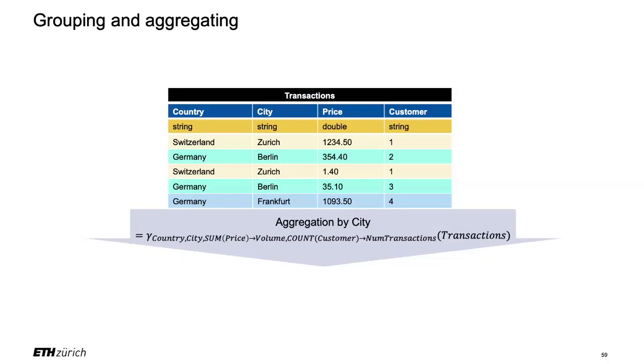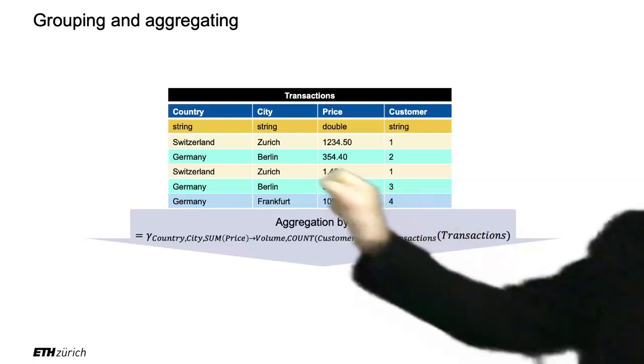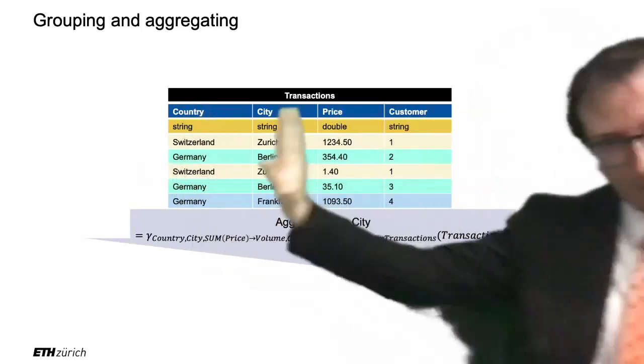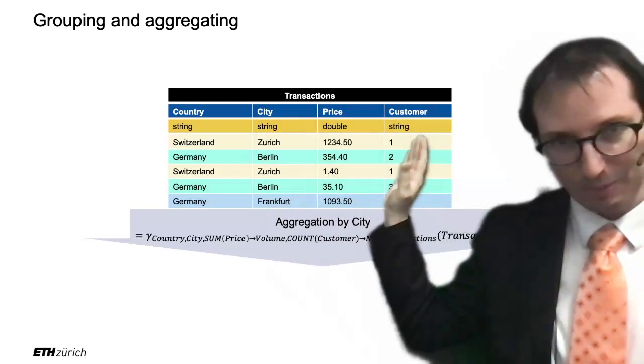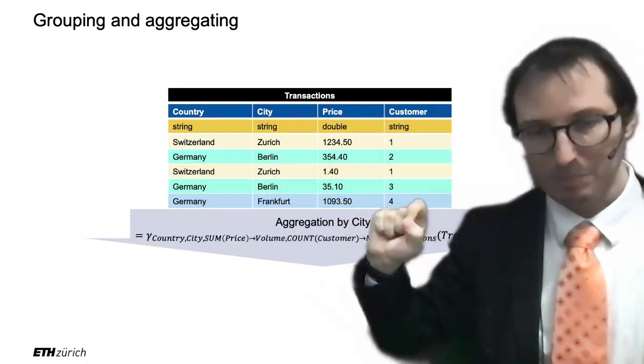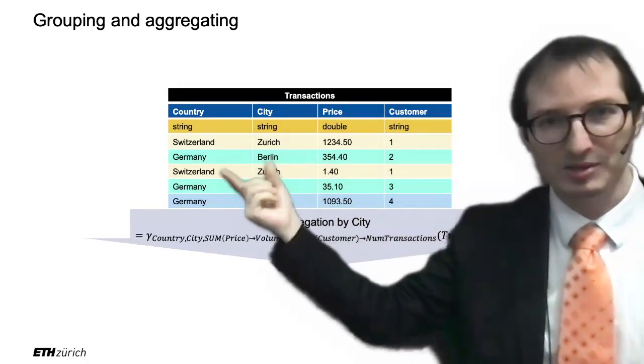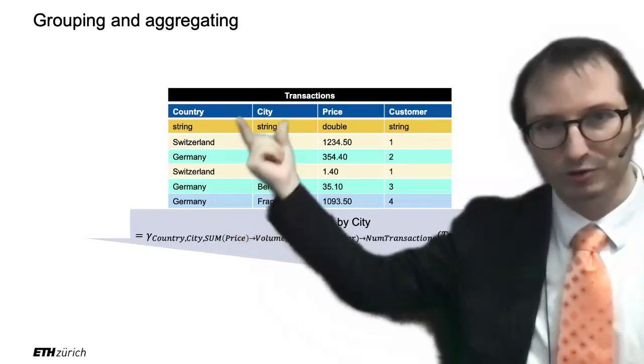So we have a letter for that in Greek, and that letter is gamma. Here's an example. Gamma is a bit more complicated to use than sigma or pi or the others, but I'll explain that. So let me take this table. Here, I would like to group based on cities and countries, right?